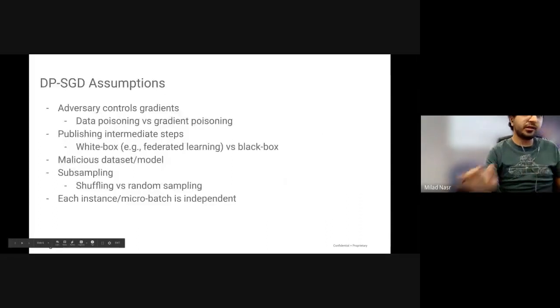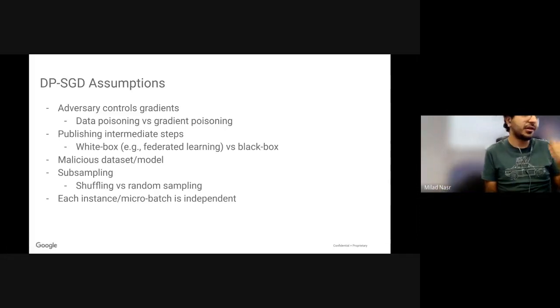DP-SGD uses several assumptions. DP-SGD doesn't even look at the problem as a machine learning model problem. It just looks at it as a set of gradient vectors and tries to make those gradient vectors private. So it doesn't have any assumption on the input, only on the gradient. So we can assume that the adversary can control the gradients, not the input.